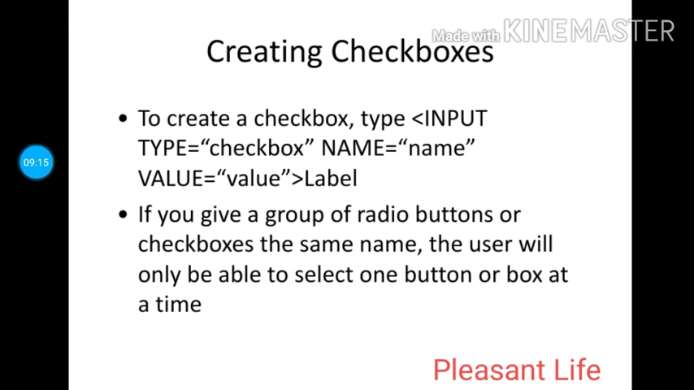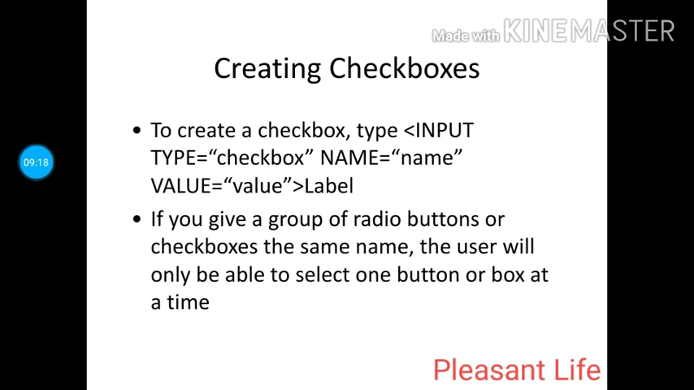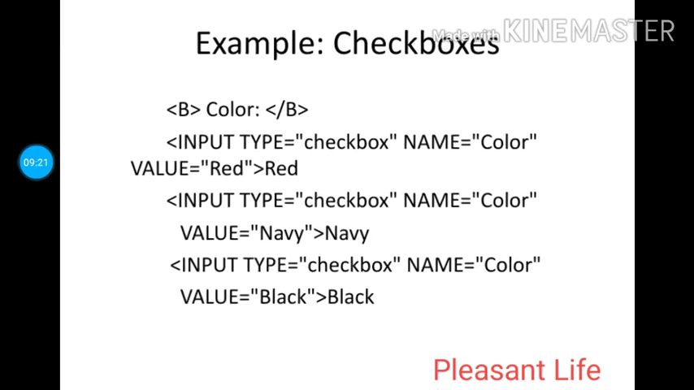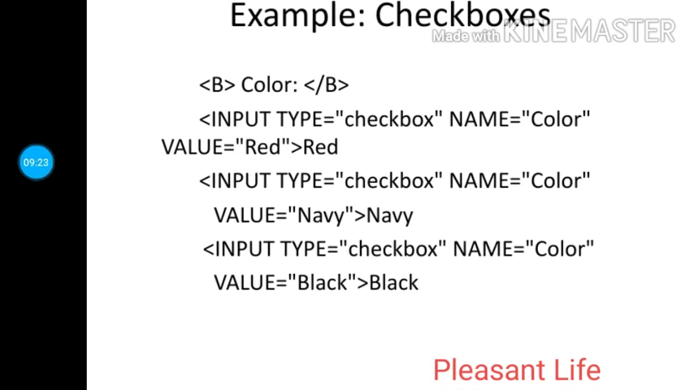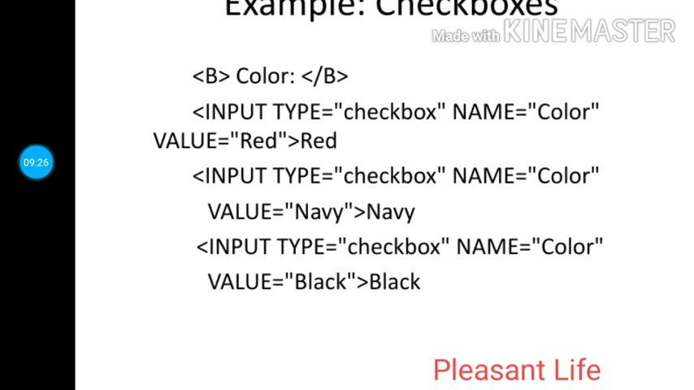Next, see an example of checkbox. Input type checkbox, name is equal to color, then value equal to red, then label is red. The next value navy, the next value black. So 3 values are created. That means 3 checkboxes are created. This is the example of checkbox.